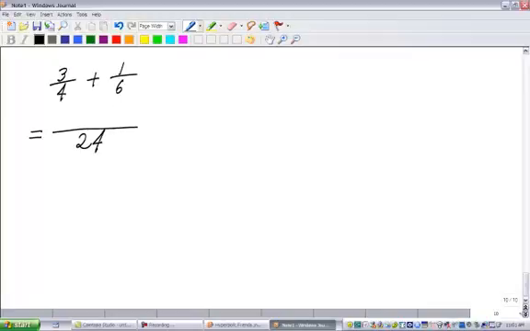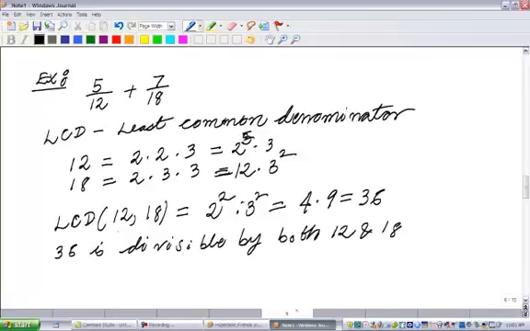Now I divide 24 by 4. So I need something here. I need 1 times something here, okay? So I divide 24 by 4, I get 6.